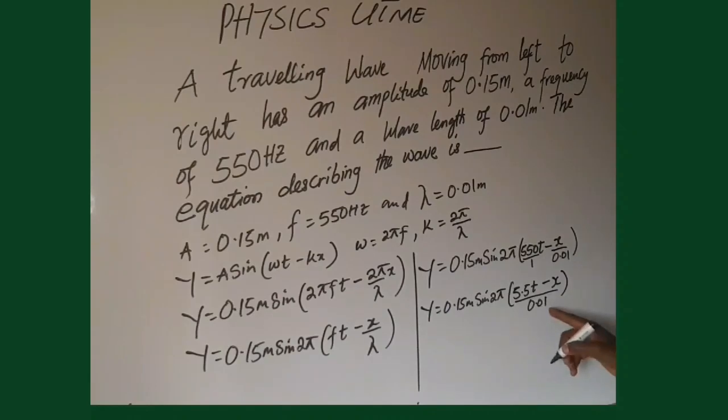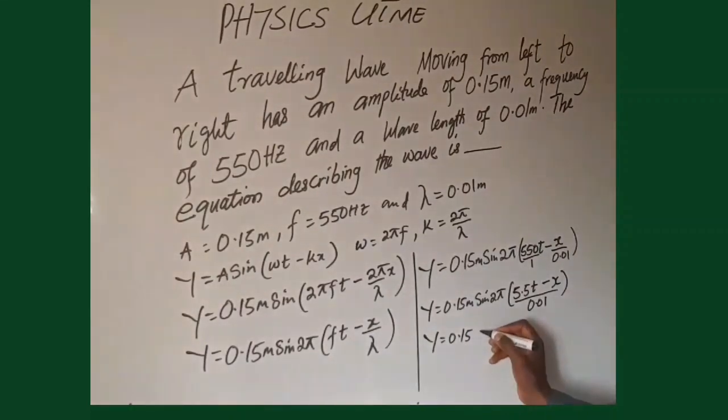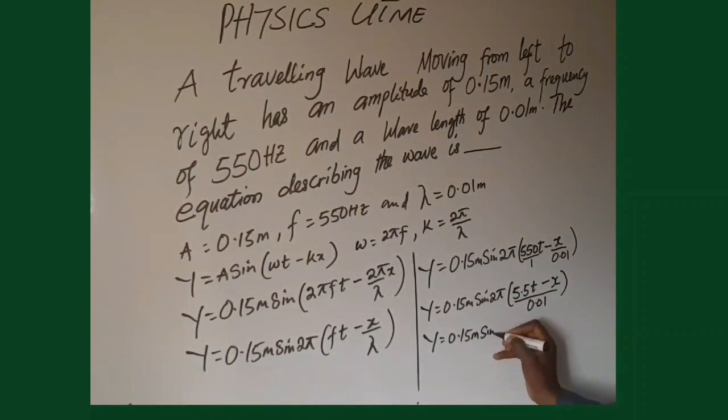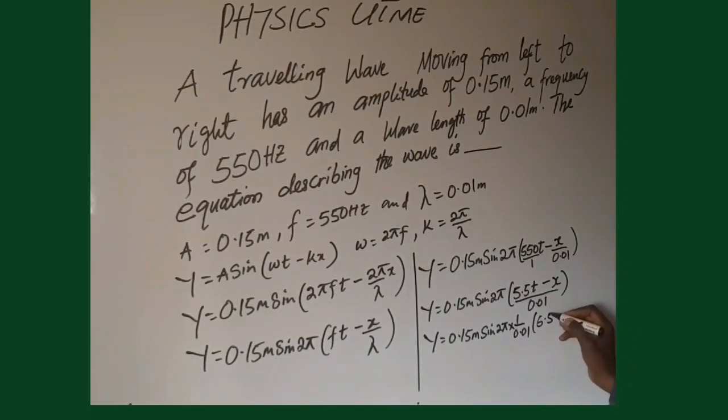All right, so from here we factor out 1 over 0.01. So here we have y will be equal to 0.15 meter sine 2 pi multiplied by 1 all over 0.01. All right, open bracket 5.5 t minus x, close the bracket. All right, if you clear the bracket using 0.01, you're going to obtain exactly this.